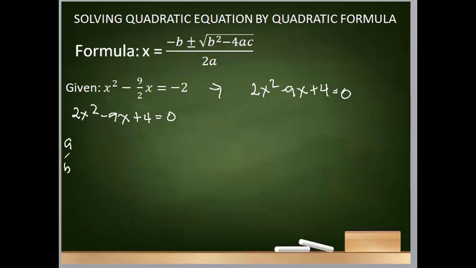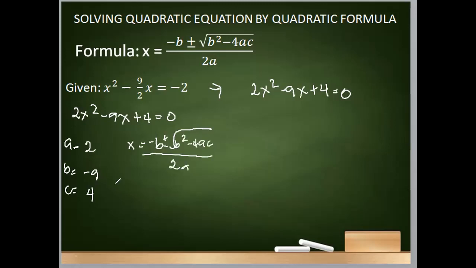So, A, B, and C. So, what is the value of A? That is 2. The value of B is negative 9. And the value of C is positive 4. Okay, using the formula, x is equal to negative b, positive and negative square root of b squared minus 4ac all over 2a. So plug in the values.